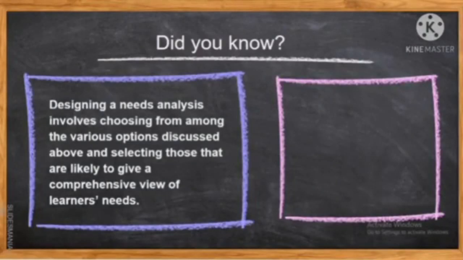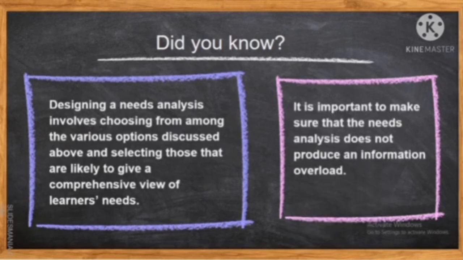Designing a needs analysis involves choosing from among the various options discussed above and selecting those that are likely to give comprehensive views of learners' needs and that represent the interests of the different stakeholders involved. Decisions have to be made on the practical procedure involved in collecting, organizing, analyzing, and reporting the information collected. It is important to make sure that the needs analysis does not produce an information overload. There needs to be a clear reason for collecting different kinds of information so as to ensure that only information that will actually be used is collected.